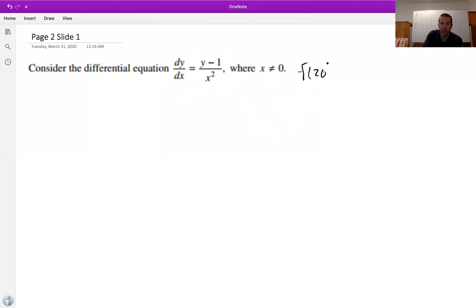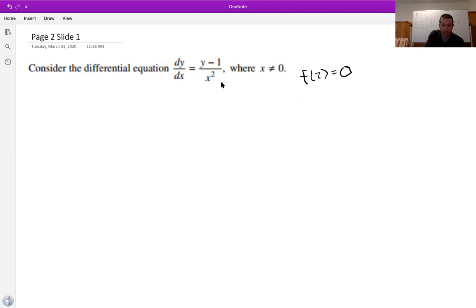So remember that when they say particular, it means the particular solution: actually find the solution to the differential equation. They say f of 2 is equal to 0. Because we only know one way to solve differential equations, that's what we're going to have to do here.